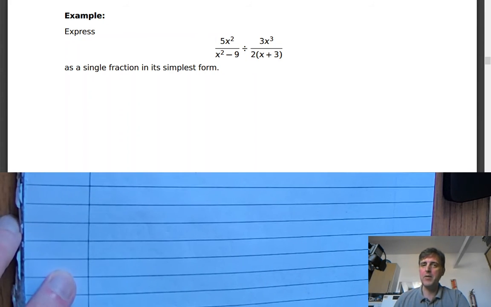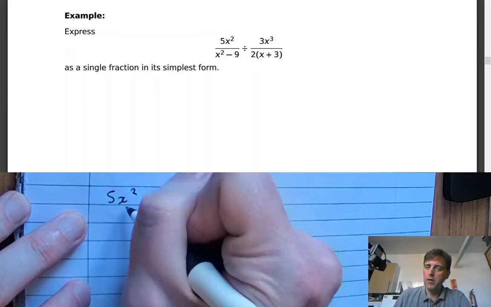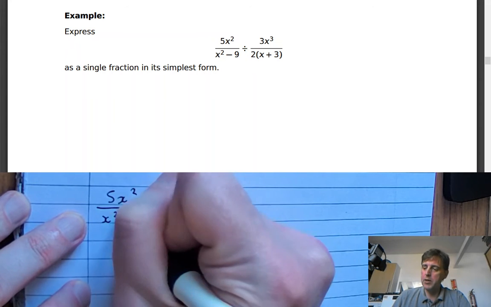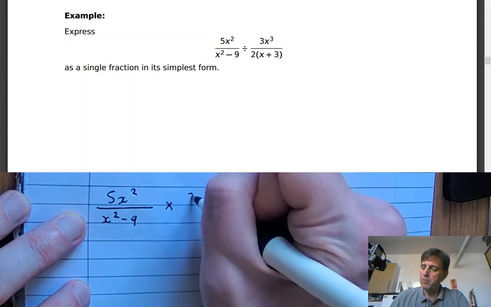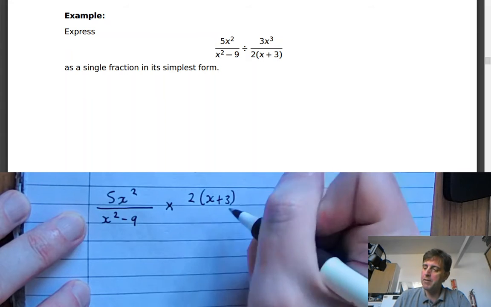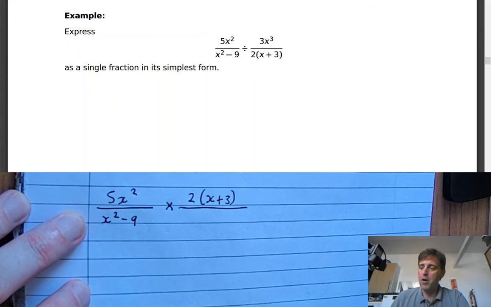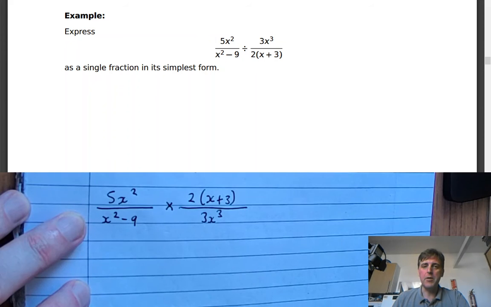So we have 5x squared over x squared minus 9. Now dividing is the same as multiplying by the reciprocal with fractions, right? So I'm going to multiply by the reciprocal, which is 2 lots of x plus 3. Notice I'm not expanding out that 2x plus 3 there. I want to keep things factorized where possible. And that's going to be over the 3x cubed.